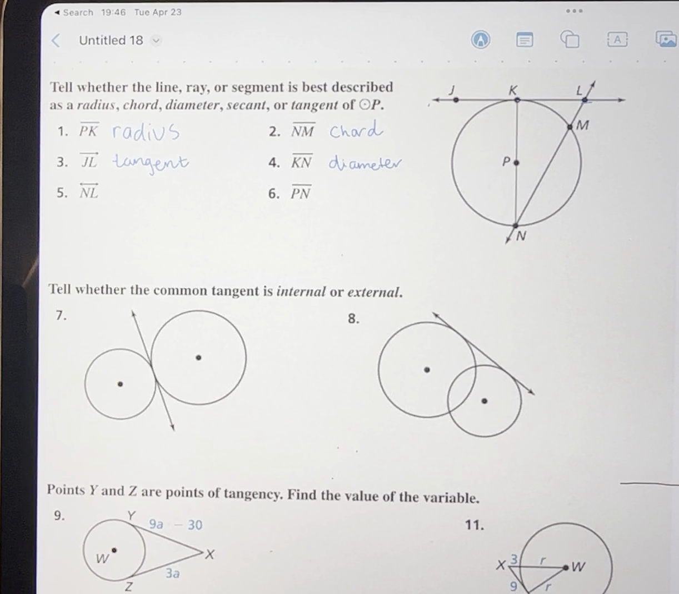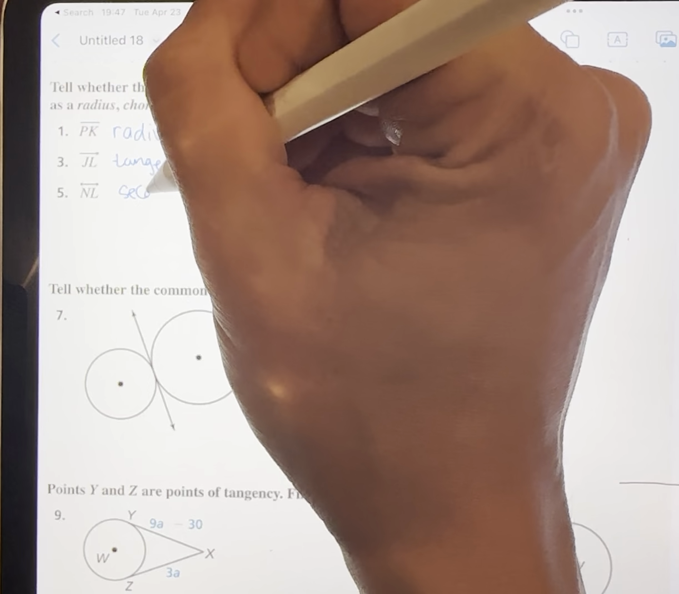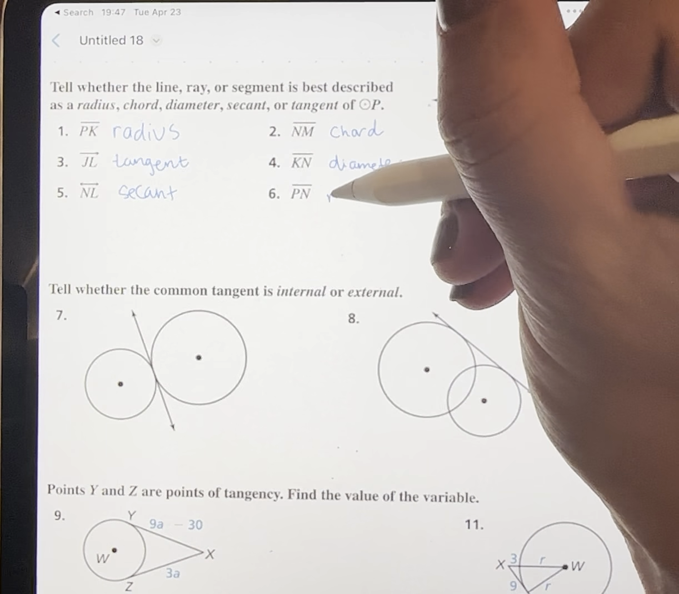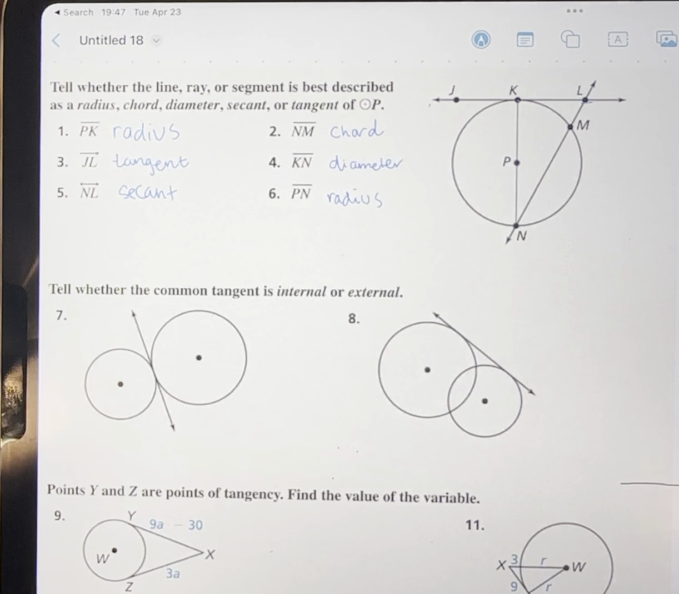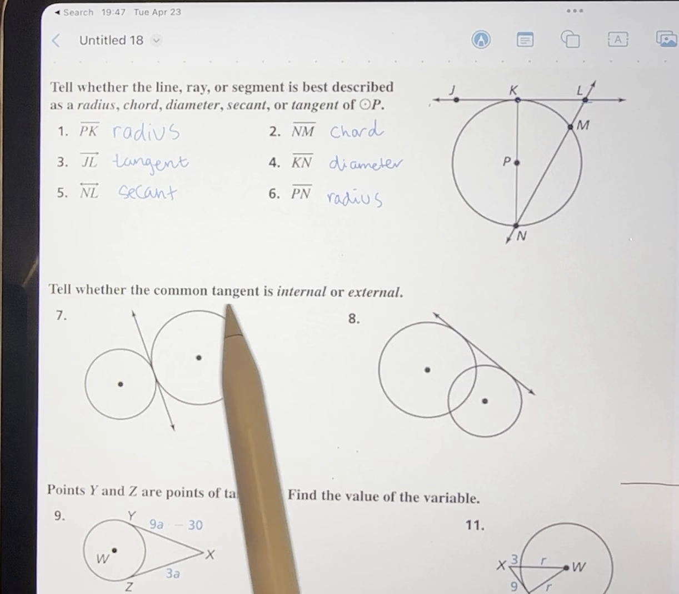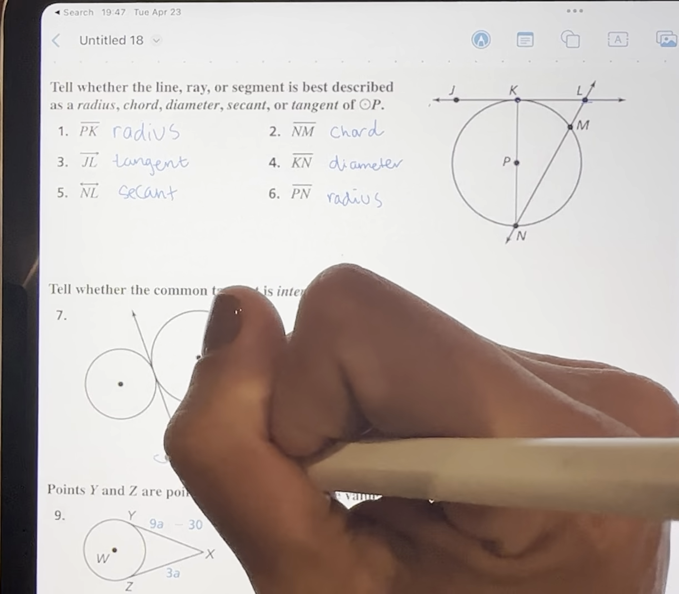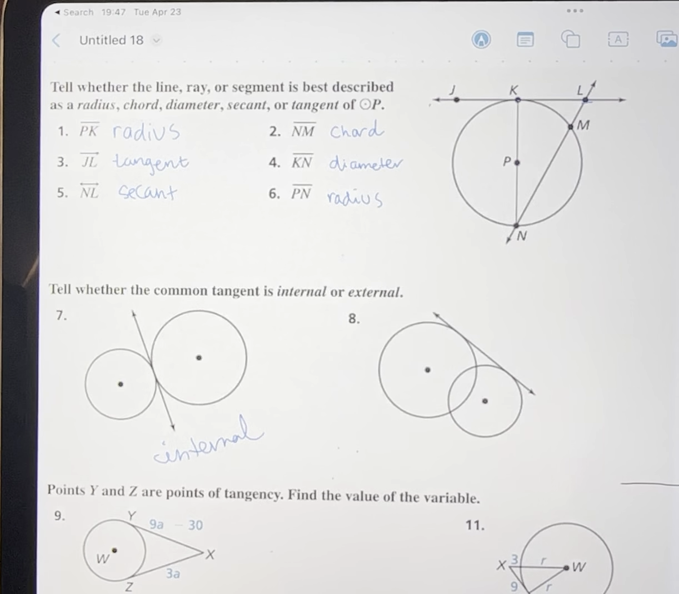And then NL, from N to L. Okay, now we're a line that's going through the circle, touching at 2 points. It's called a secant. And PN, from P to N, again, we're going from the center to the edge of the circle. That's a radius again. Is this tangent internal or external? Internal means it runs in between the circles. And external means it runs on the outside of the circles.